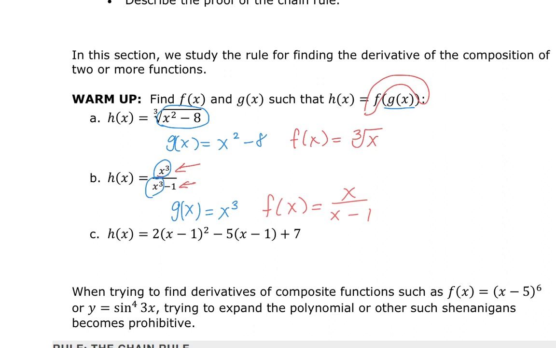And then on C, this last one, it's pretty straightforward. I think it's easier than B. You can see I see x minus 1 twice. And so I'm going to let my g of x be the x minus 1. That means my f of x is, wherever I see x minus 1, I replace it back with x. So 2x squared minus 5x plus 7. So we have decomposed these compositions of functions.